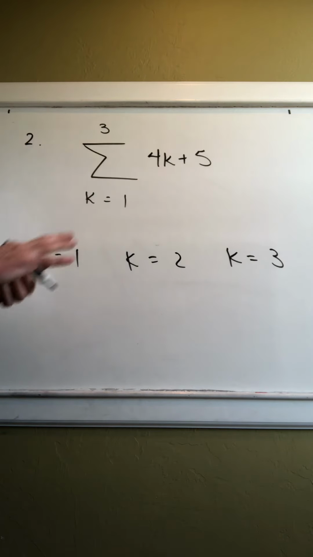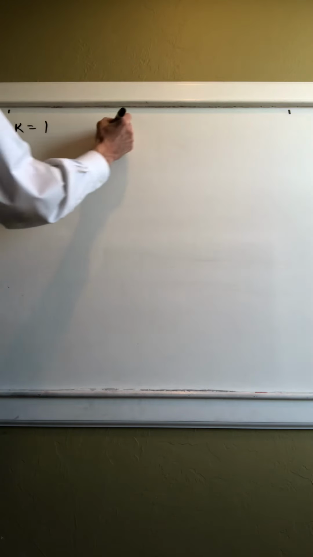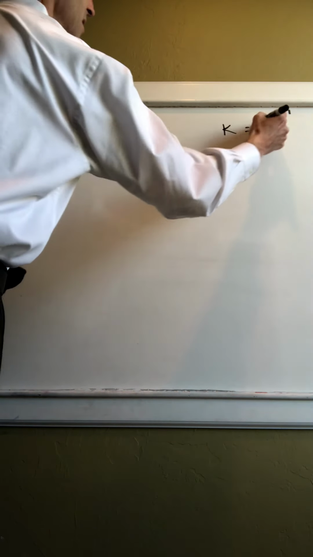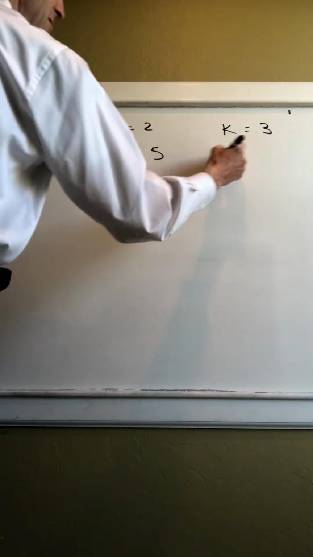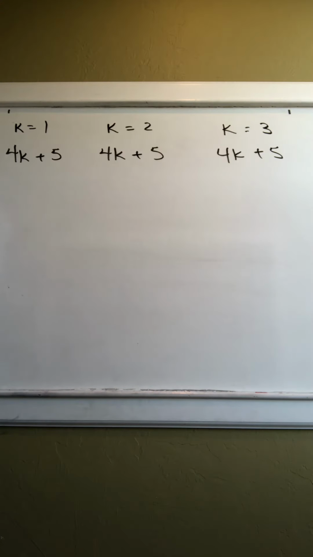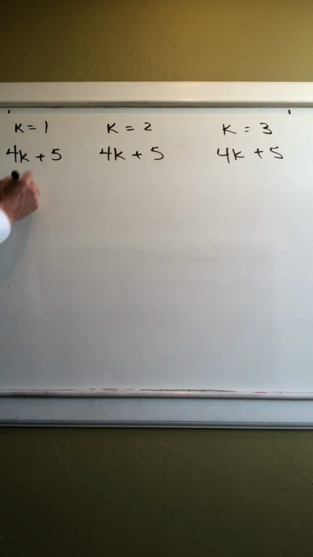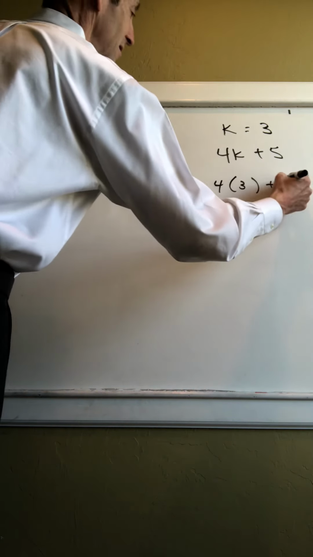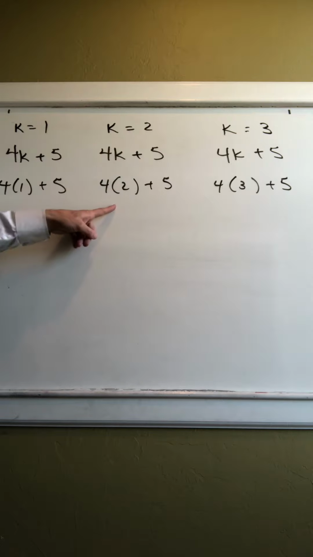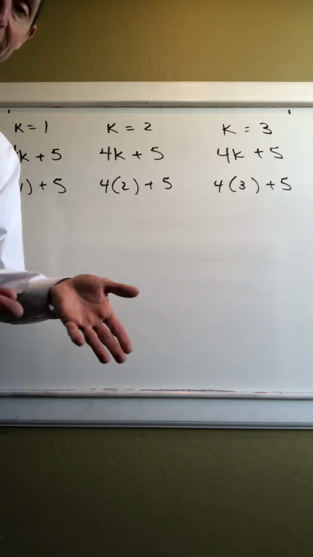What you plug in is the 4k plus 5. I'm going to move this up where you guys can see it. Make me a little more room to work with on my tiny little board here. K equals 1, k equals 2, k equals 3, and you have this equation, 4k plus 5. So start with 1, then 2, then 3, plug it in, plug it in, plug it in. So you have 1 plugged in, 2 plugged in, 3 plugged in, and you're going to work 3 problems to get 3 answers.